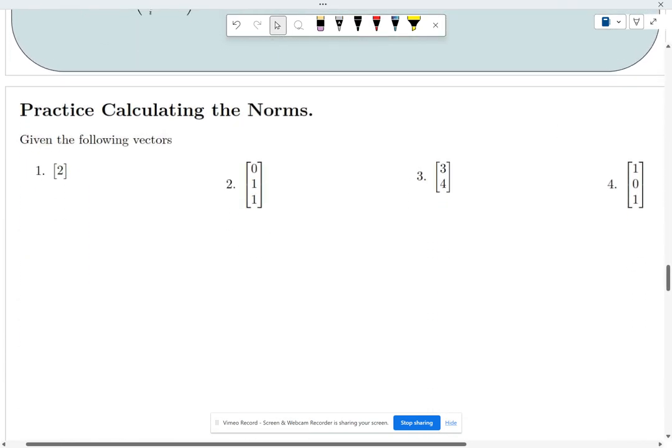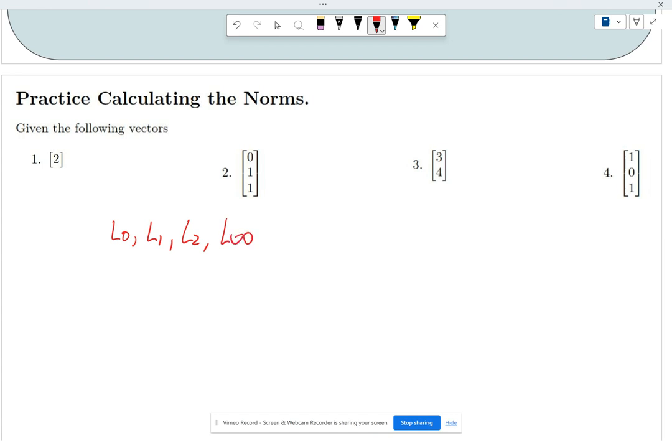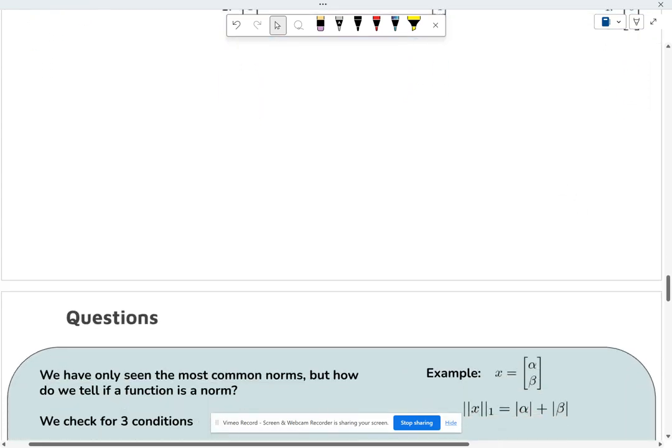Okay, so now for each of these vectors, why don't you try calculating the L0, L1, L2, and L infinity norm? Pause the video, give it a second, and give it a try. After you pause the video, I'm going to move on.